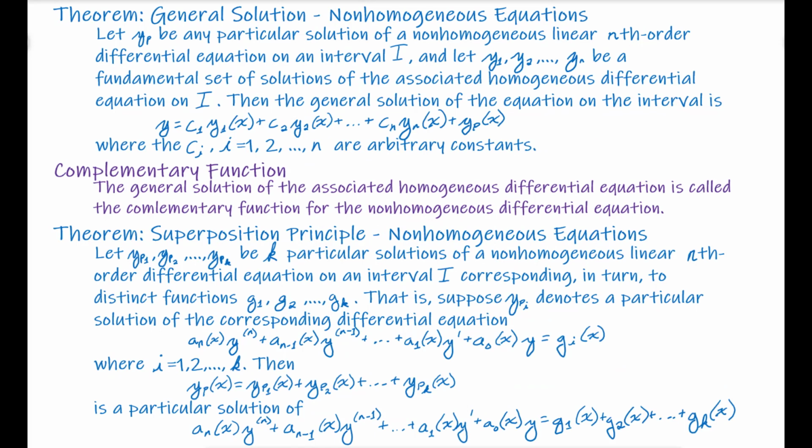Now you might notice that that general solution of the non-homogeneous equation looks a lot like the solution of the homogeneous equation plus that one particular solution that we had. So this is where the idea of a complementary function comes in. The general solution of the associated homogeneous differential equation is called the complementary function for the non-homogeneous differential equation. And in fact, we can get the solution for the non-homogeneous differential equation by simply adding our particular solution onto that general solution for our associated homogeneous differential equation.